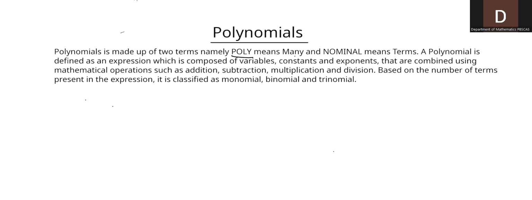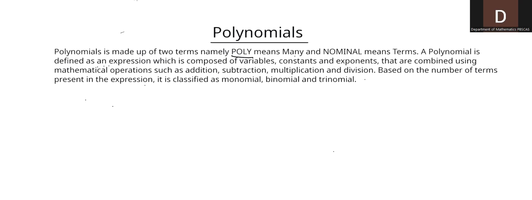A polynomial is defined as an expression which is composed of variables, constants and exponents that are combined using the mathematical operations such as addition, multiplication, subtraction, and division. Based on the number of terms present in the expression, it is classified as monomial, binomial, and trinomial.